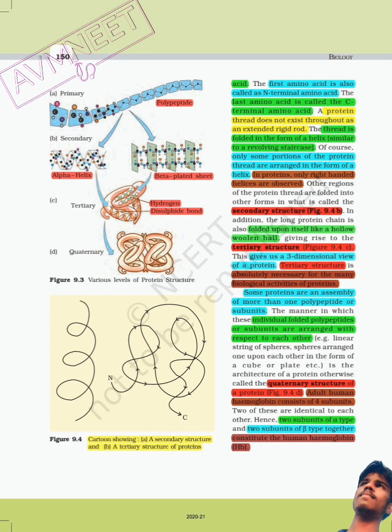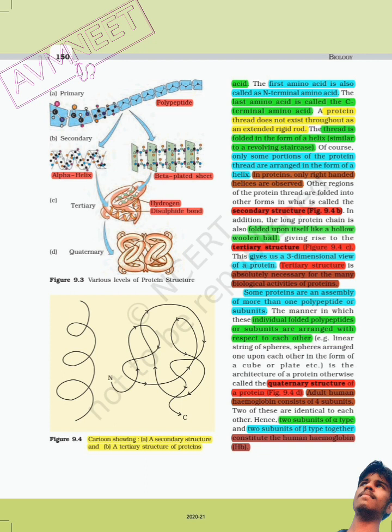A protein thread does not exist throughout as an extended rigid rod. The thread is folded in the form of a helix. Of course, only some portions of the protein thread are arranged in the form of a helix. In proteins, only right-handed helices are observed. Other regions of the protein thread are folded into other forms in what is called the secondary structure.